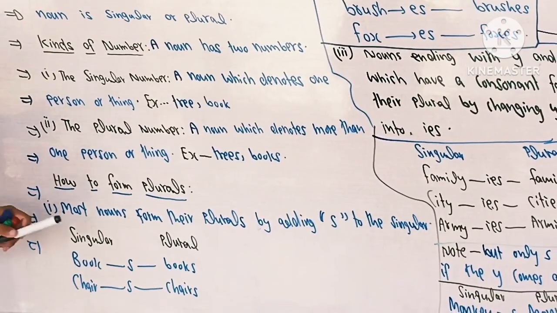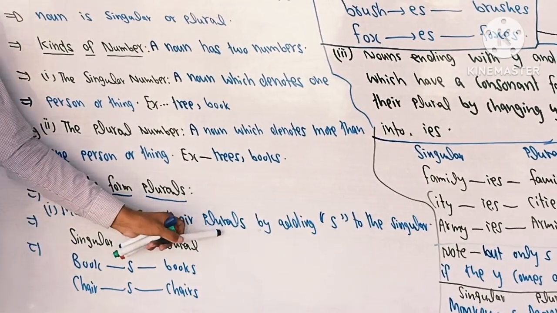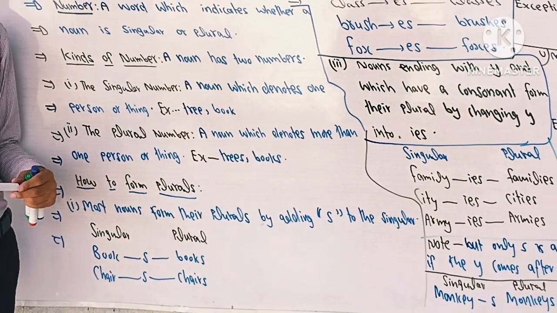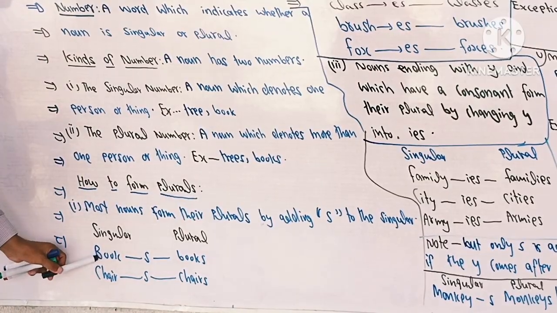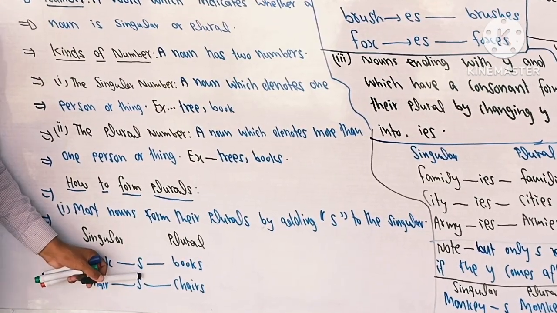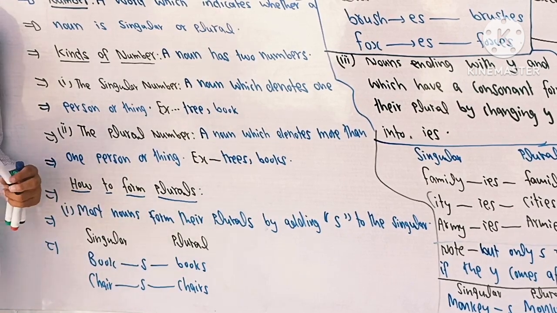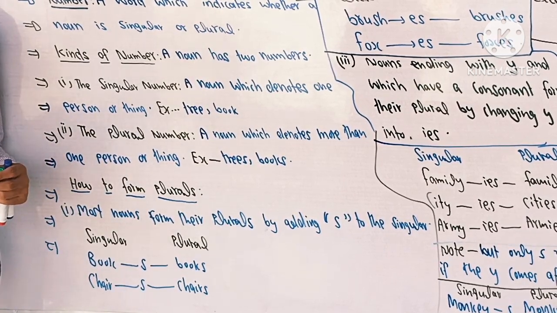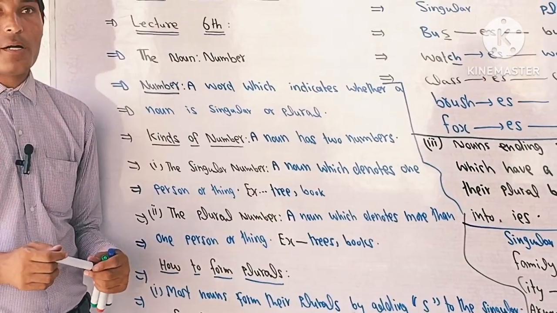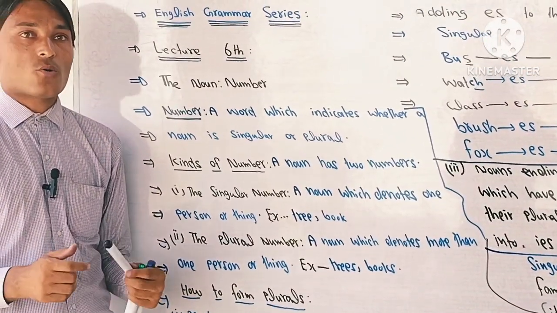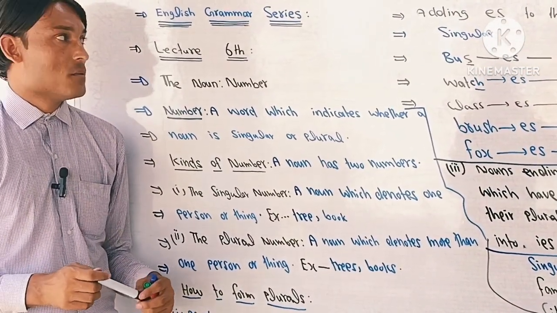Rule number one. Most nouns form their plurals by adding s to the singular. Example, book, we add only s, books. Chair, we add only s, chairs. There are so many more, like brother, we add s, the sound will be z, brothers. Friend, we add s, the sound will be z, friends.